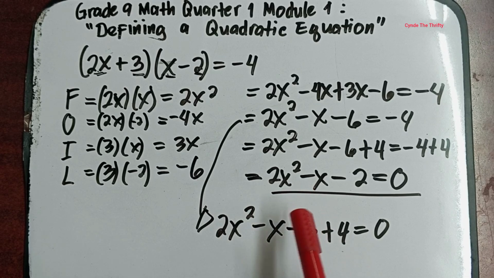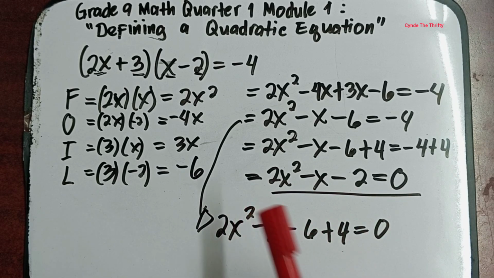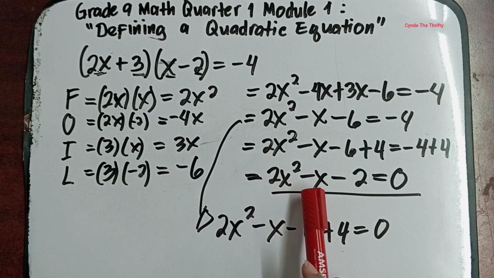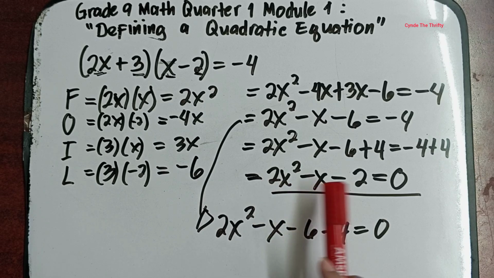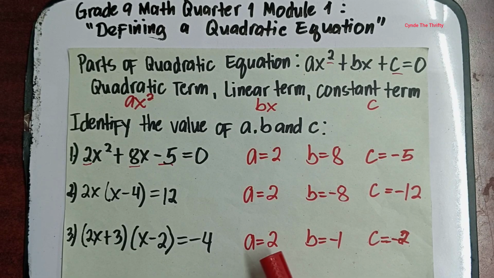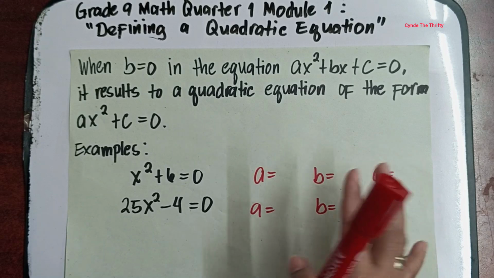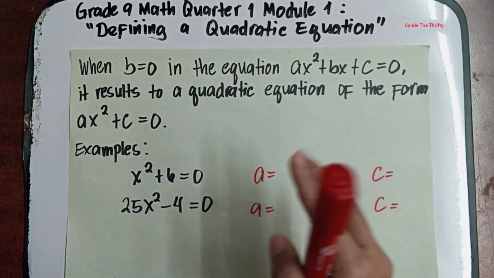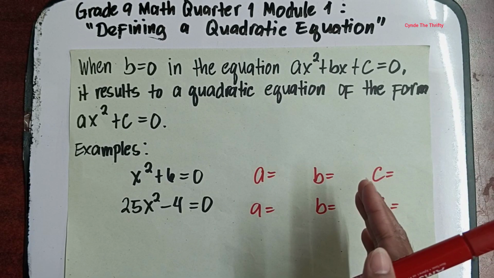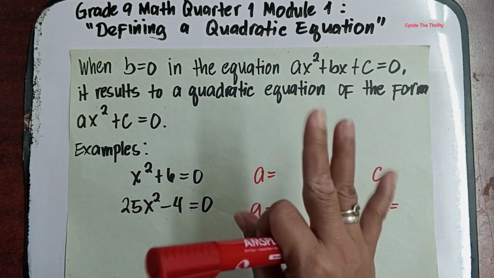Okay, so ma-identify na natin kung ano ang value ng ating A, ng ating B, at ng ating C. So, ang value ng ating A is 2, ang value ng ating B is negative 1, ang value ng ating C is negative 2. O diba napakadali lang talagang gawing standard form ang ating quadratic equation at nang sa ganon, napakadali na lang ding ma-identify natin ang value ng ating A, ng B at ng ating C.